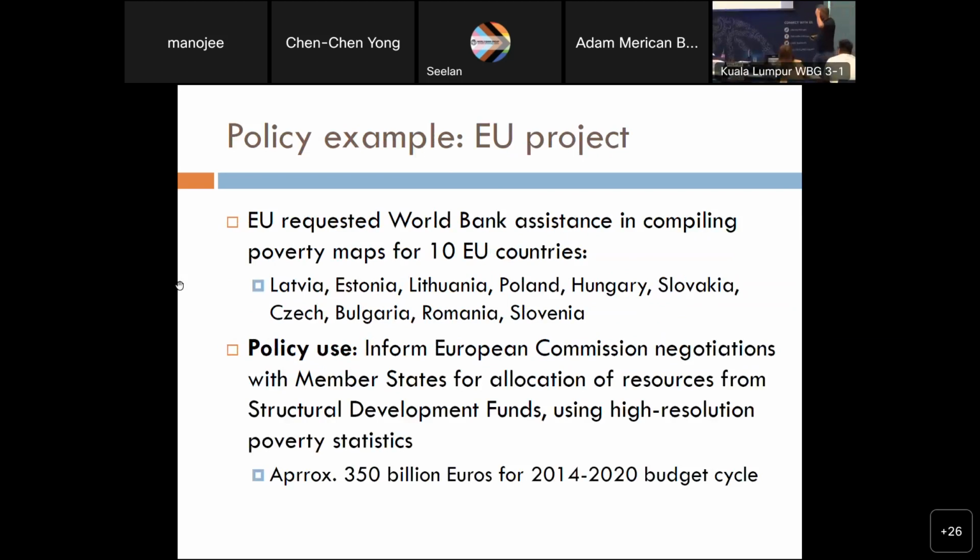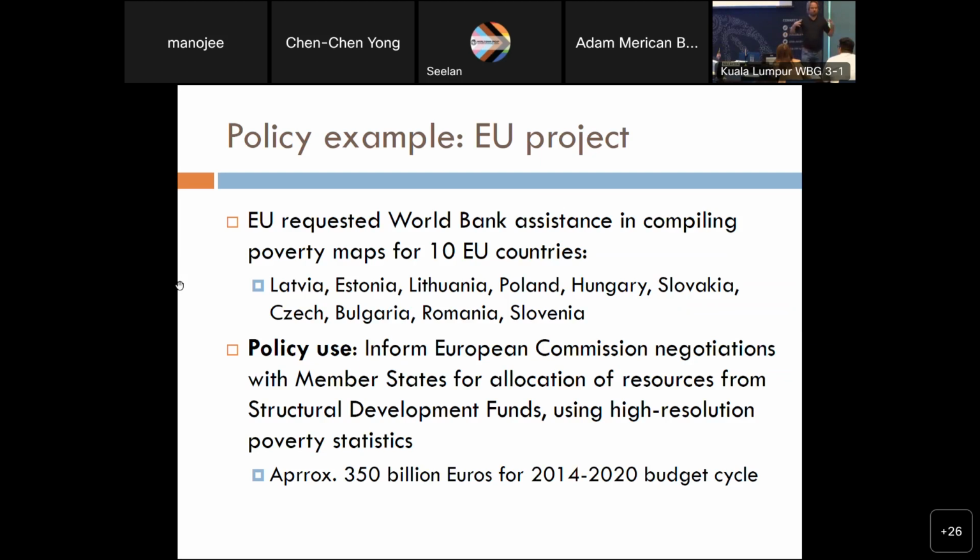Another example, speaking of targeting resources: the European Commission reached out to us some years ago. I forgot the exact year, I think it was around 2011. They asked us to build poverty maps for every new EU member state in Europe. I think there are 10 of them, listed right at the top of this slide. The European Commission and European Parliament have a huge amount of resources; at that point in time, it was something like 350 billion euros.